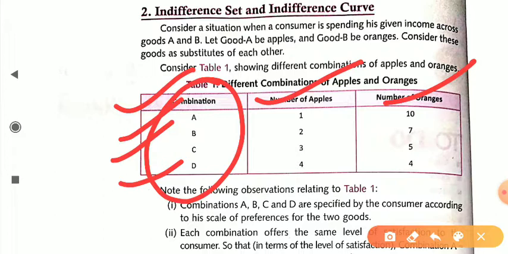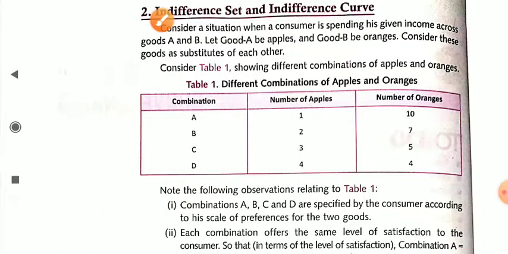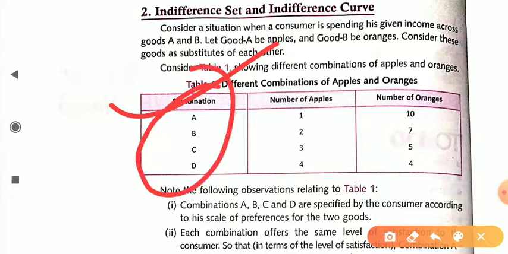But the satisfaction which I receive by consuming any of the combinations always remains the same. Suppose I choose combination A, then the satisfaction I receive from consuming combination A is the same as the satisfaction received by consuming combination D. So students, whatever combination you choose, your level of satisfaction remains the same in all the combinations of the indifference set. This table represents our indifference set with different combinations of two commodities, apple and mango.